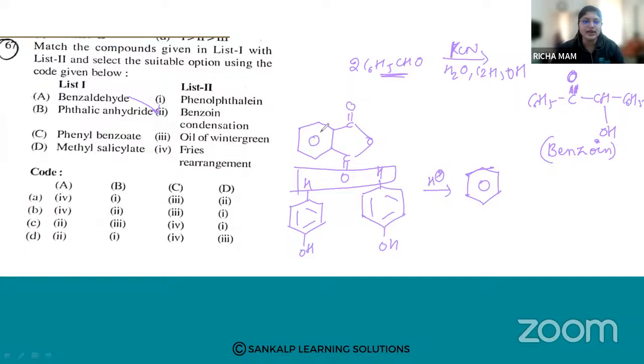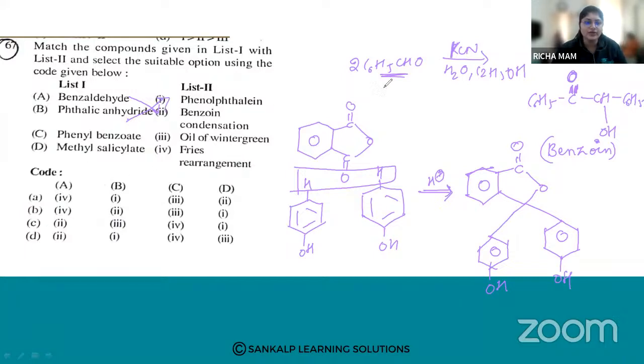So when you react phthalic anhydride, so this is phthalic anhydride, with 2 moles of phenol in acidic conditions, what will you obtain? You will obtain C double bond O, then like this. This will get attached here, OH, and here you will get OH. So this is phenolphthalein. So option number B is the first one.